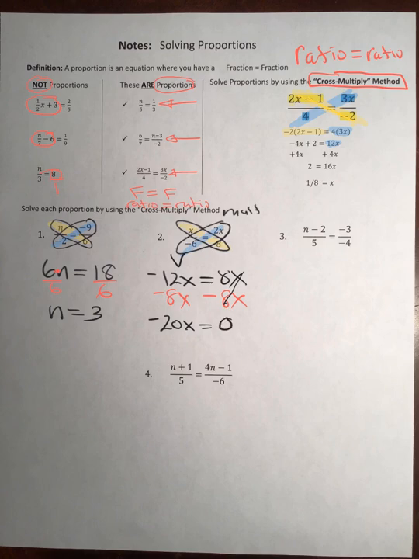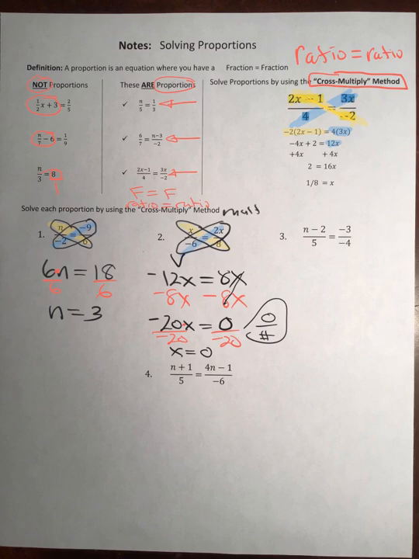And then we can undo multiplying by -20 by dividing by -20. And don't forget, I want to see that work. And that gives you x equals 0, right? Because 0 divided by any number is always 0. So you get x equals 0.